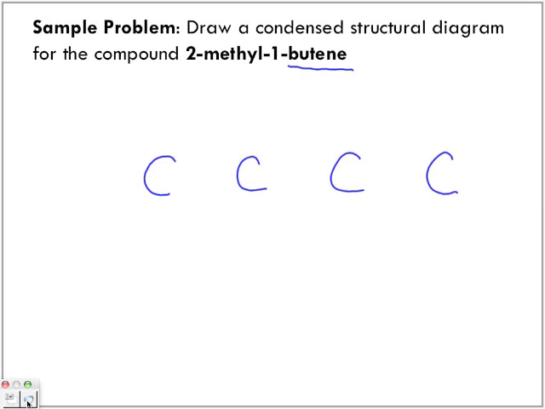Now, you have the choice to number them anywhere you want. I like to number them in the order of from left to right. 1, 2, 3, 4. So we know we've got a 1-butene, right? So which means we've got this double bond located on the number 1 carbon. So it's between 1 and 2. So I've drawn in now my butene. So then I can just draw in my single bonds to the carbon.